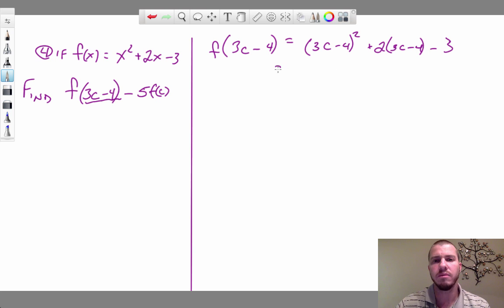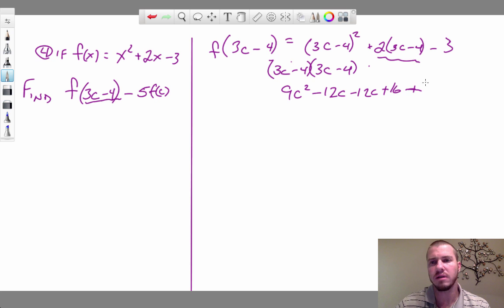So when I square this, remember you're squaring a binomial. It's not just the first one squared and the second one squared. You have to multiply by itself. So that's going to become 9c squared minus 12c minus 12c plus 16. And then I'm still combining this part with it. So let me go ahead and distribute that 2. And that becomes 6c minus 8. And then the minus 3 on the end.